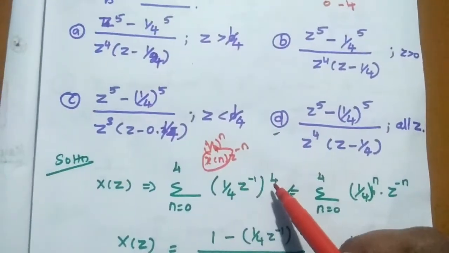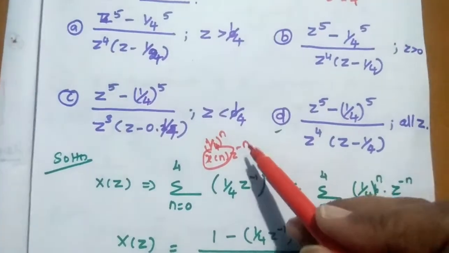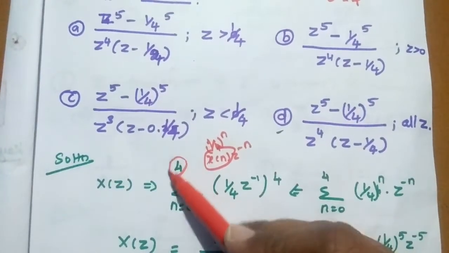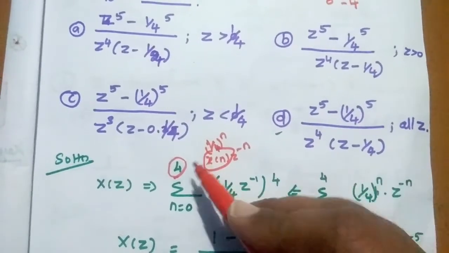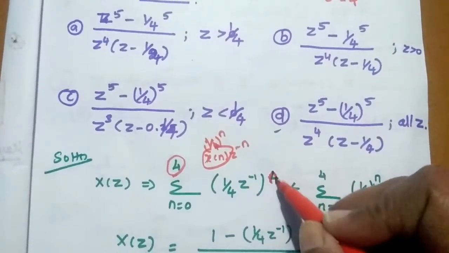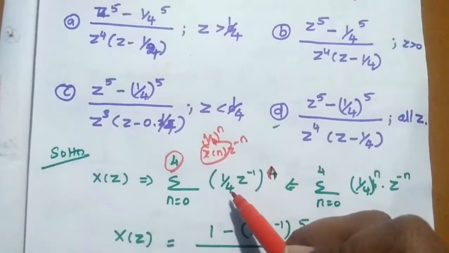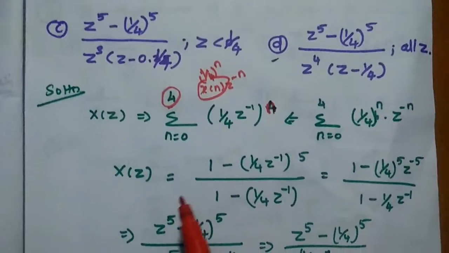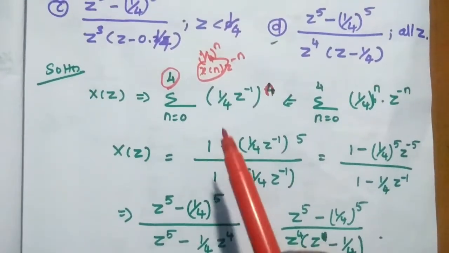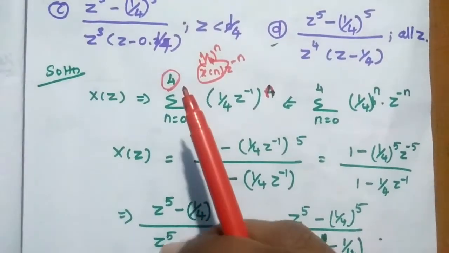From this I can take this 4 as the common. n is nothing but the maximum limit, which is 4, but we can take it as n as such right now. So (1/4 z^-1)^n. Correct. Next we are going to apply the values from 0 to 4.